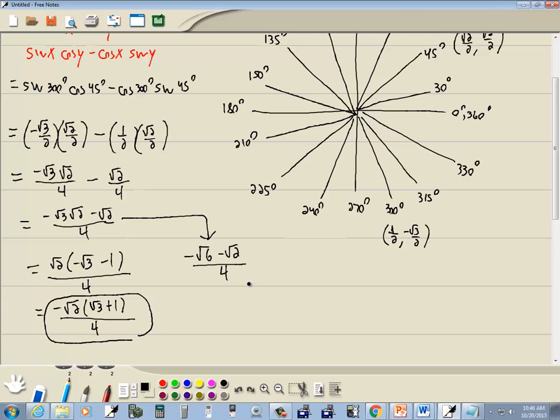Typically, and I like this form, but different books have different ways of doing it. Typically, simplified form means get rid of parentheses. But that's not always the case. When you're dealing with rational expressions, you oftentimes want to leave the parentheses in there. So it doesn't really matter which way you write it, but those are your two different ways of writing that particular answer.